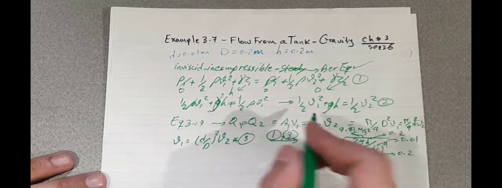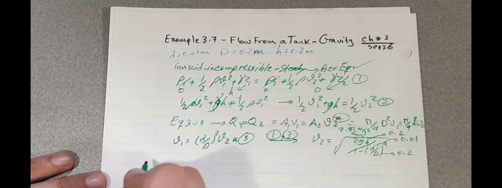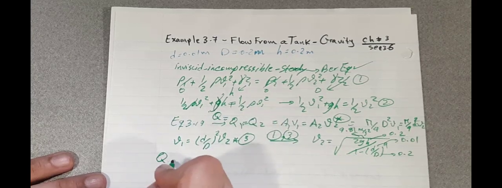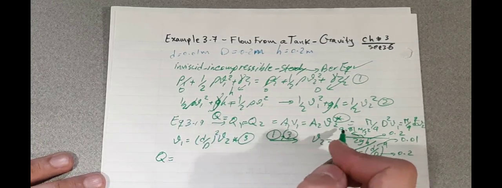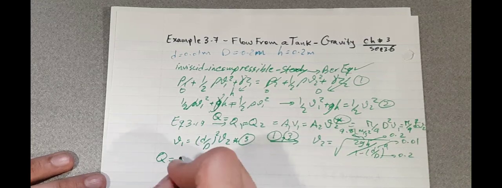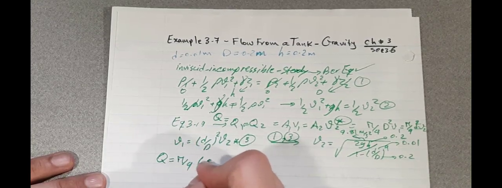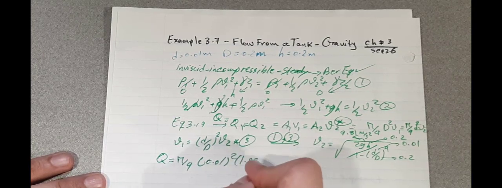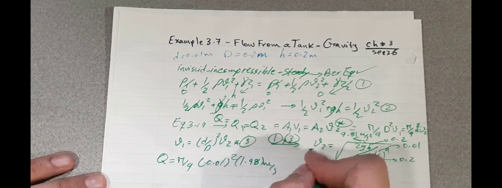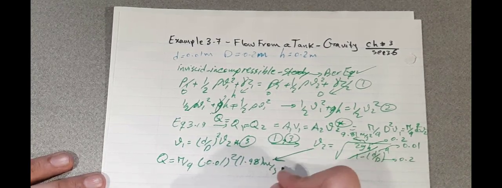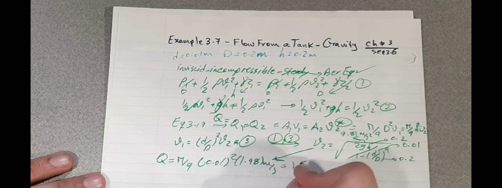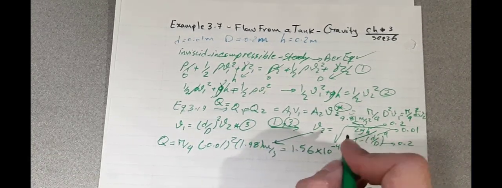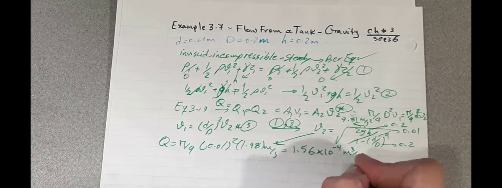And from this equation, we can have the total Q as A2 multiplied by V2, which is π/4 times 0.01 to the power 2 times 1.98 meters per second. We can have the flow rate as 0.56 multiplied by 10 to the power minus 4 cubic meters per second.